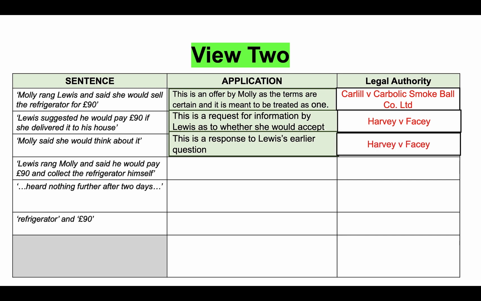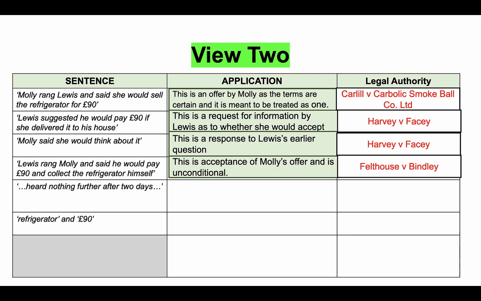And again, same case. Then, when Lewis rang Molly and said he would pay 90 and collect the refrigerator himself, we could say, at that point, that's Lewis accepting Molly's original offer as put to him, unconditionally. He goes, right, okay, I'll pay it. No longer quibbling or asking anything about delivery. And we would use the same case for acceptance.